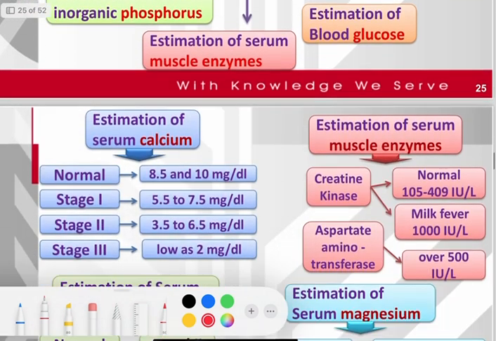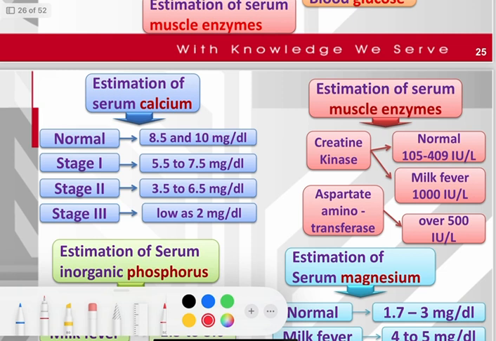So we can estimate calcium. Normal calcium levels are 8.5 to 10 mg per deciliter. In stage 1, which is the ambulatory stage where the animal is still standing, the levels are 5.5 to 7.5 mg per deciliter. In stage 2, it comes down to 3.5 to 6.5 mg per deciliter, and in stage 3, it can be as low as 2 mg per deciliter, which should be corrected rapidly.